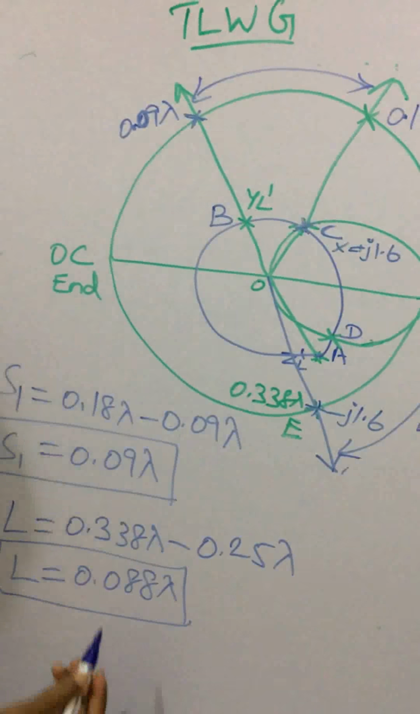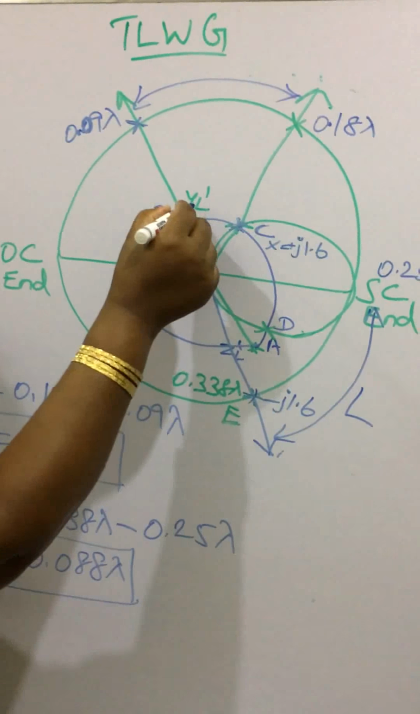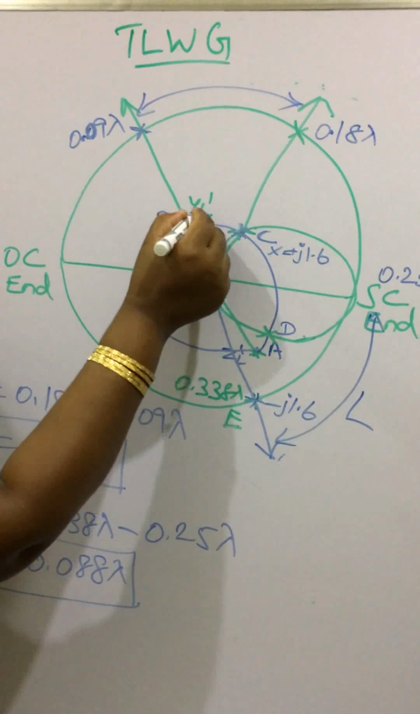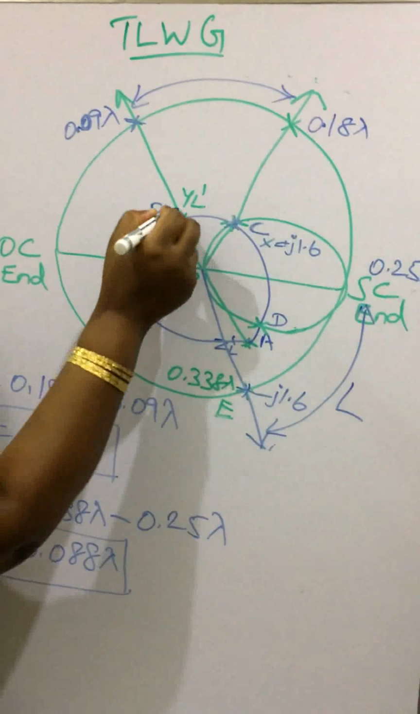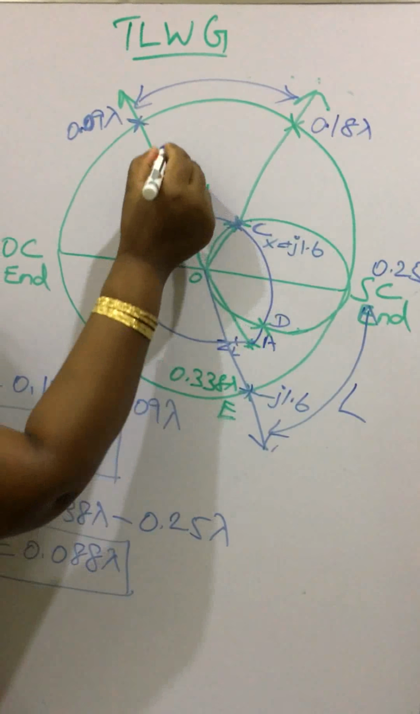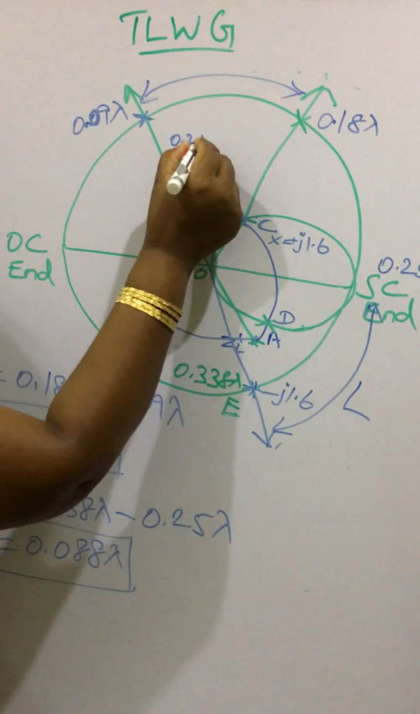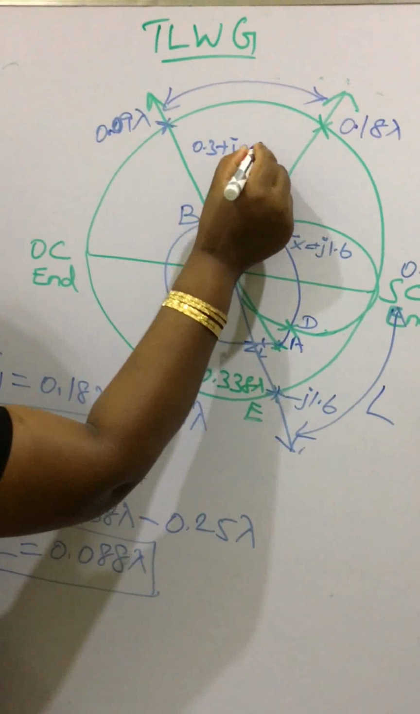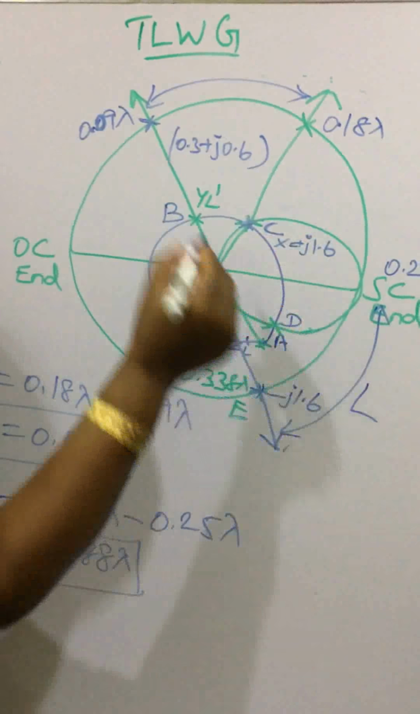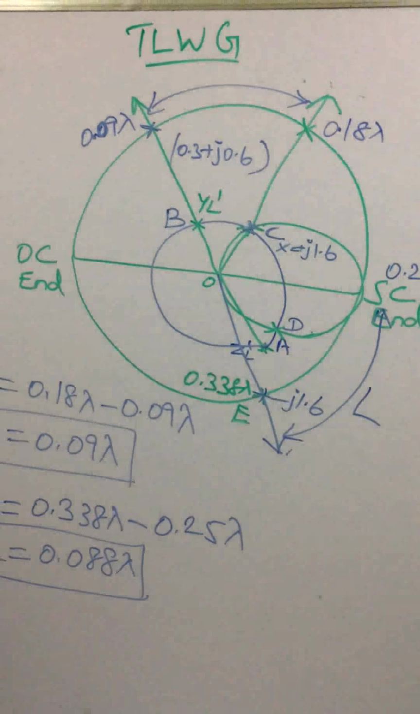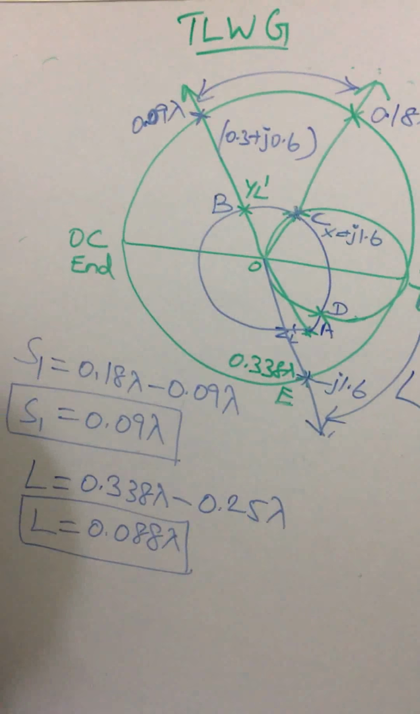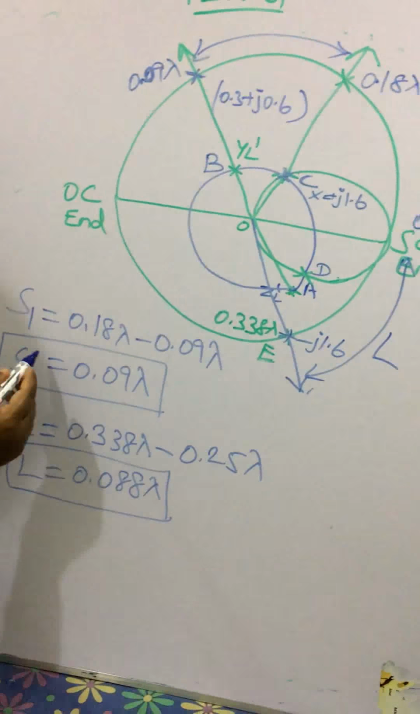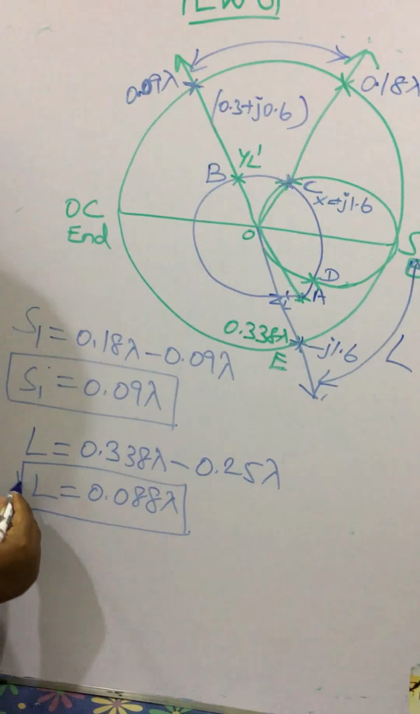Suppose if the question is, we should find what is the normalized load admittance, in that case you can find what is that YL dash. So in your Smith chart, if you just see that YL dash, it is 0.3 plus j 0.6. This is the normalized load admittance. So if it is a single stub matching problem, which means that we can find what is the location of the stub and length of the stub.